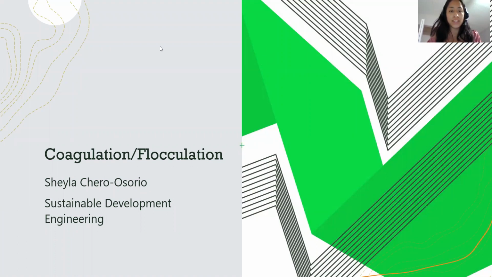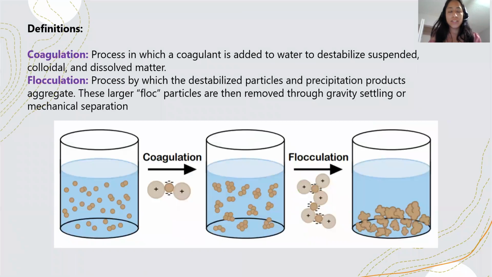Today I will be presenting coagulation and flocculation. In terms of the definition, coagulation and flocculation are both combined processes, in which a coagulant is first added to the water to destabilize suspended particles, colloidal and soft-dissolved material.